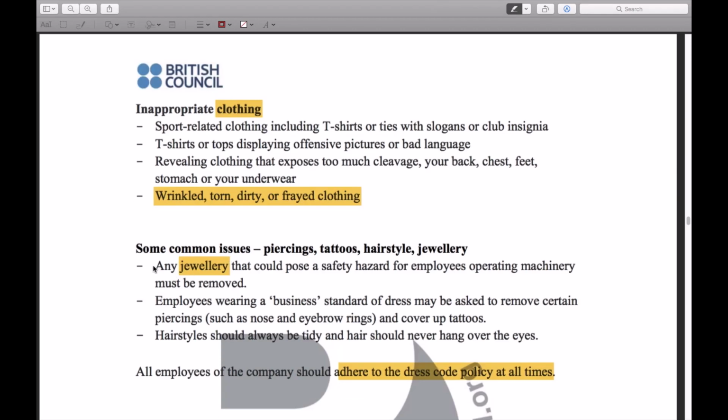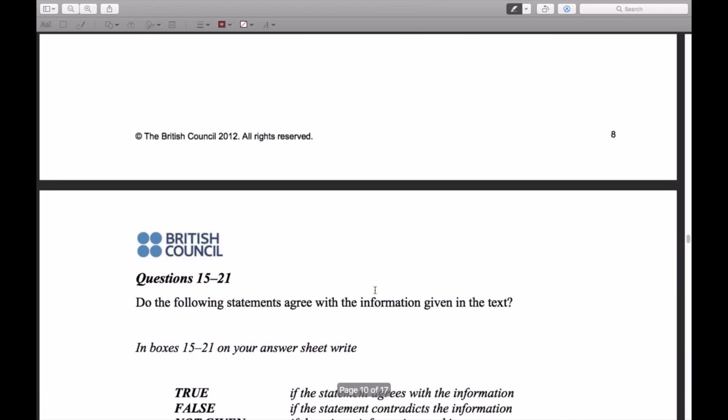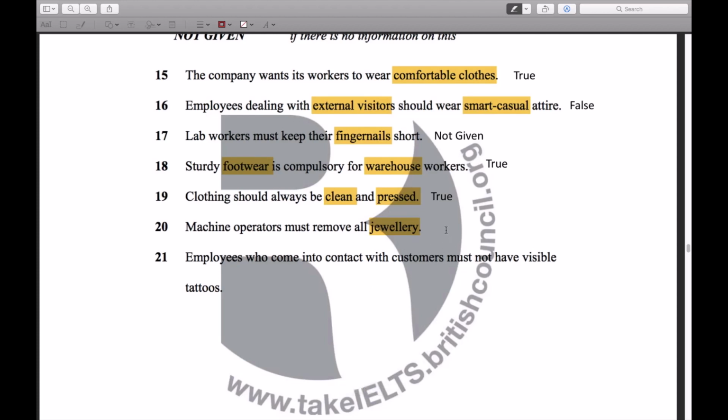Any jewelry that could pose a safety hazard for employees operating machinery must be removed. So all jewelry must be removed? No. The opposite is true. Any jewelry that poses a safety threat. So only jewelry that poses a safety threat must be removed. Not all jewelry must be removed. So the paragraph does talk about it, hence it's not given. And because it talks about the opposite thing, it's false.